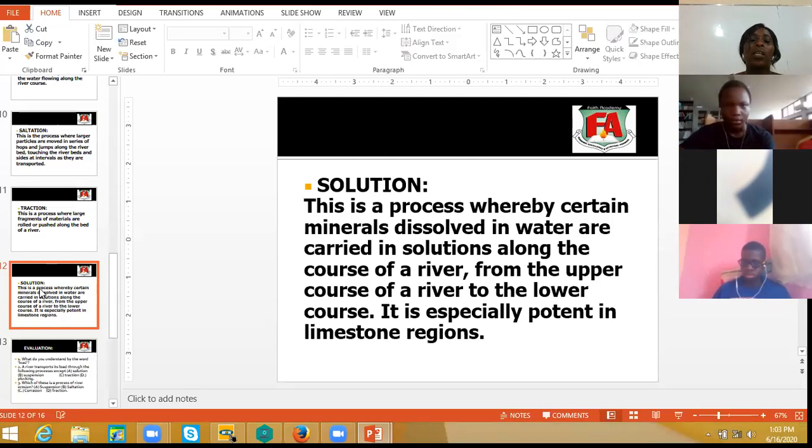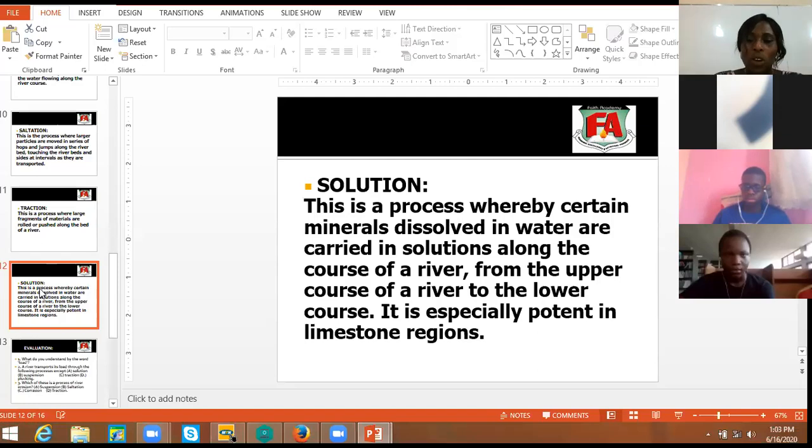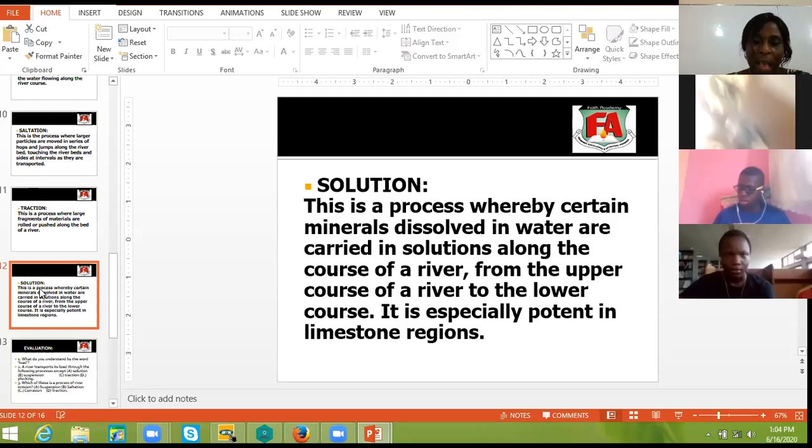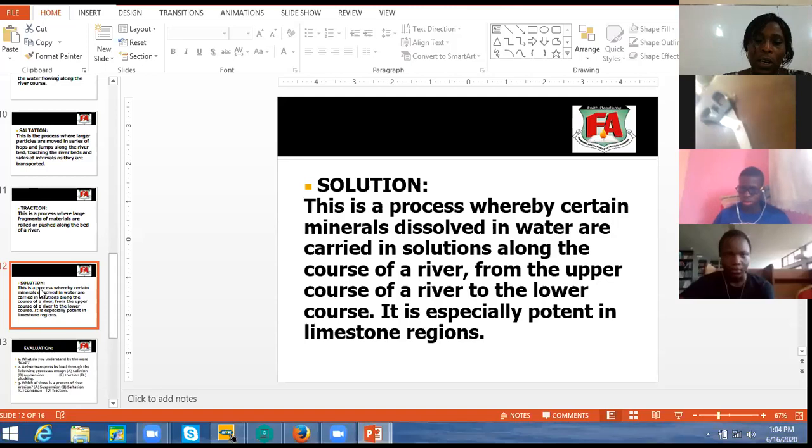Now, when I was explaining processes of river erosion, I explained solution. So we have solution as a point under processes of river erosion and also under process of river transportation. Because there are sediments that need to dissolve inside water before they can flow or before they can be transported. There are chemical materials inside water that need to dissolve from the upper course, passing through the middle course.